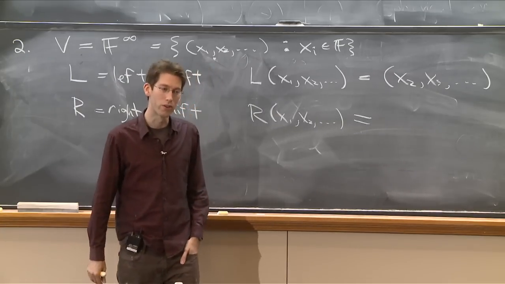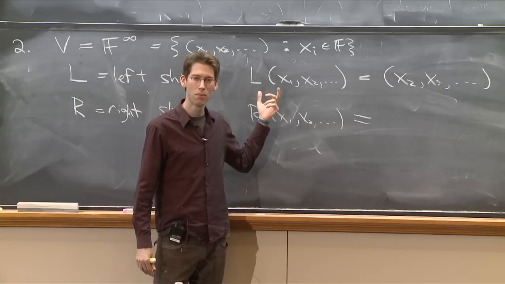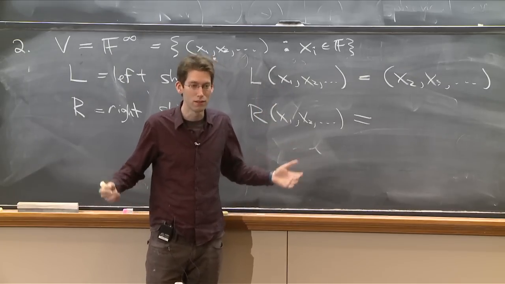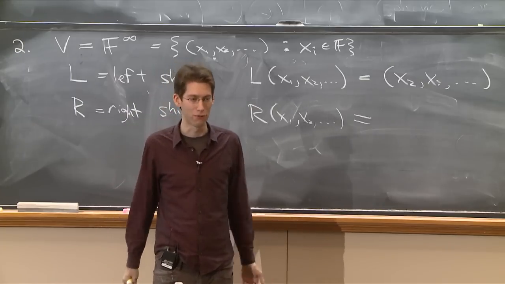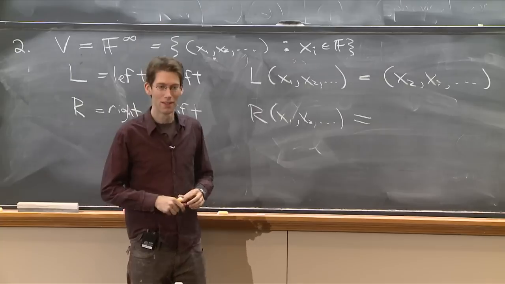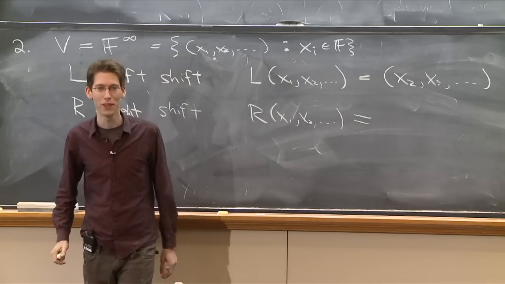It's a little bit weird, right? Because how many numbers do you have before you apply the left shift? Infinity. How many do you have after you apply the left shift? Infinity. But you lost some information. So you have to be a little careful with the infinities.